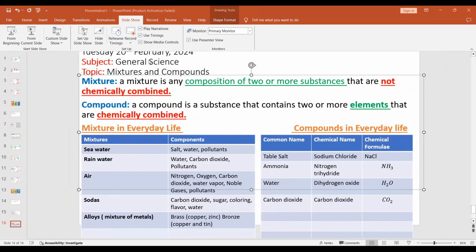Renee, where's Renee? Renee Russell. I'm here. What is a mixture? A mixture is any composition of two or more substances that is not chemically combined. Very good. And Bree, what is a compound? A compound is a substance that contains two or more elements that are chemically combined. Very good.